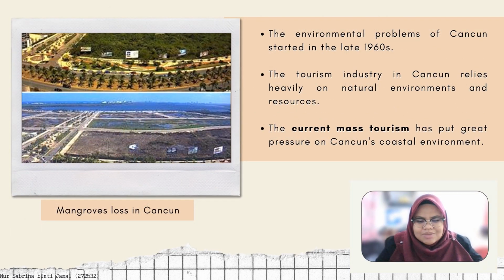The environmental problems of Cancun started in the late 1960s when the resort town was created. The tourism industry in Cancun relies heavily on natural environments and resources, but the current mass tourism behavior has put great pressure on Cancun's coastal environment, such as the destruction of mangroves, seawater pollution, and solid waste disposal. Cancun, like most coastal cities, has high levels of environmental vulnerability but limited capacity to deal with the pollution and waste.